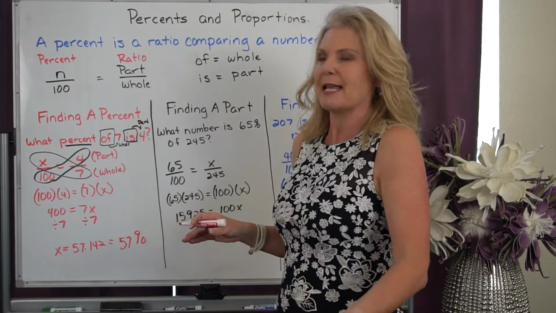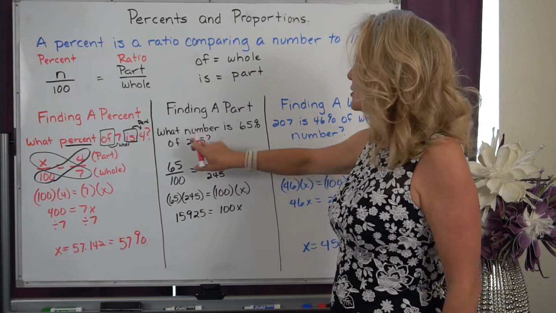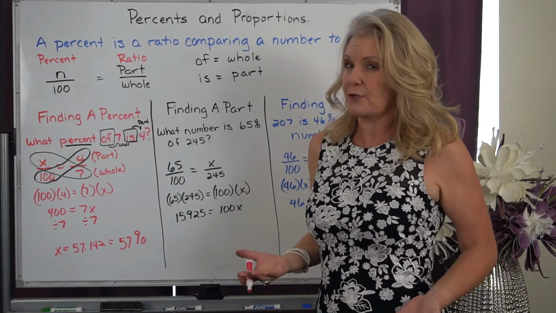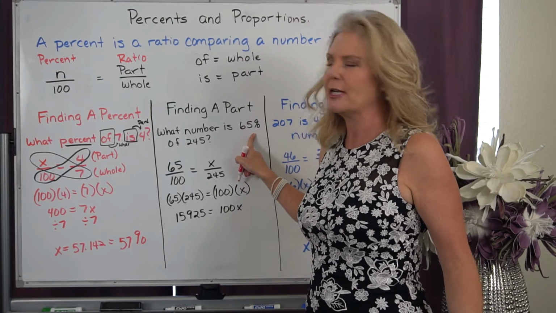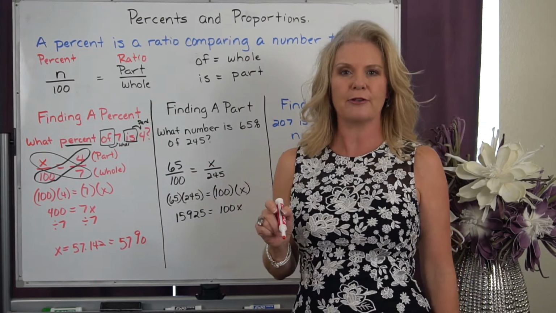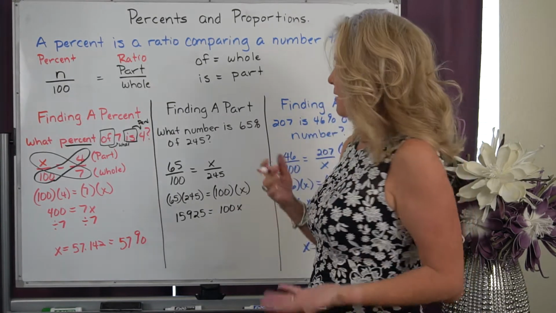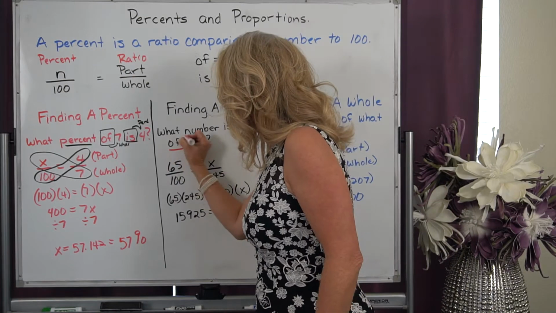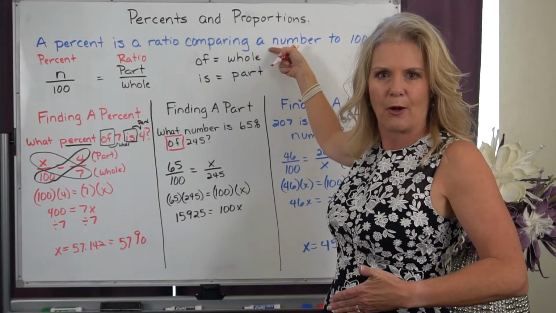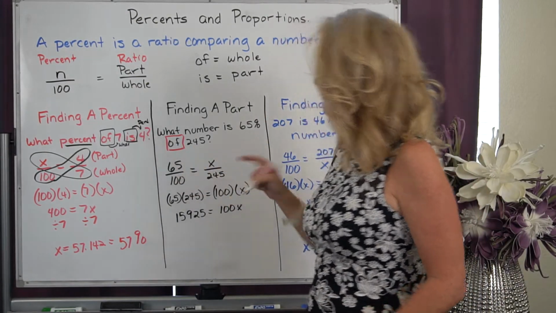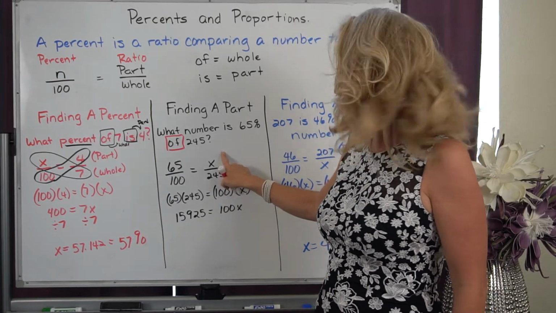Now sometimes they want us to find the part. That top part is missing. So it says, what number is 65% of 245? Well, 65% is the easiest one to put together because we're just going to do 65 over 100. Now my other side, remember, I'm looking for the word of and is. Well, right here I see the word of, and I know anything that follows the word of has to be my whole. So I'm going to put 245 in the bottom where I would have my whole. My unknown is my part, which is x.